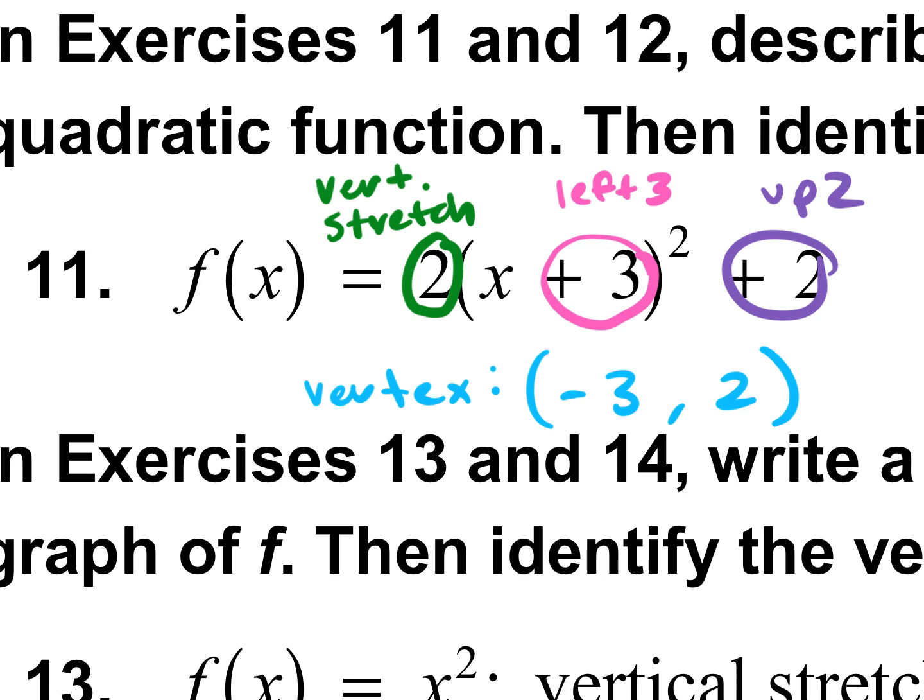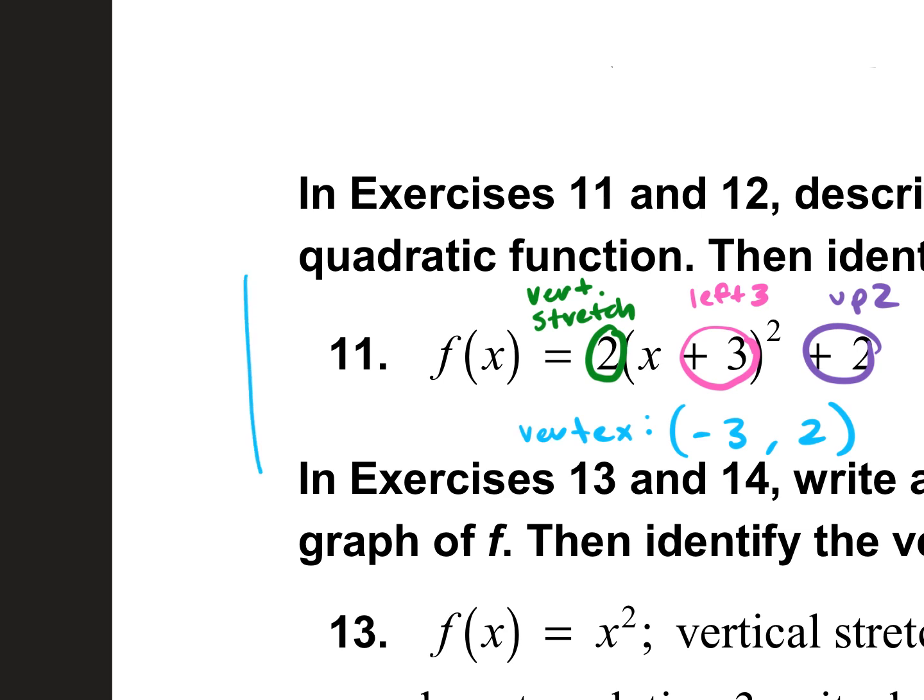So think about it when we graph it. Our vertex goes to -3 and up 2. So which direction did I just move? Up 2 and to the left 3. So if you need to plot your vertex to help you remember which direction you're going, do that. But just don't forget, you change the sign of the H.